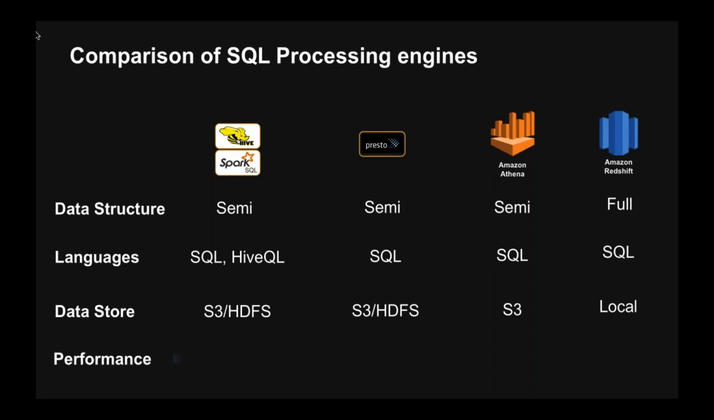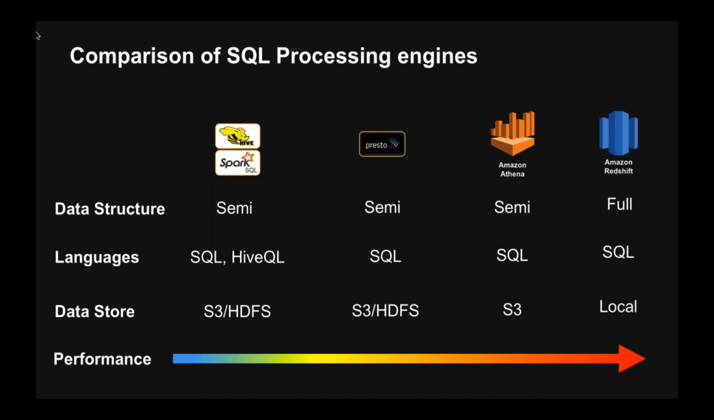And then in terms of performance, this is kind of the gradient we're talking about. So Hive and Spark SQL, they're not the fastest SQL engines out there because they're a bit more general purpose, they're sitting on a more general purpose framework, whereas Presto is designed specifically for SQL, so it's a lot faster. And then Athena has a very similar performance footprint to Presto because it's essentially Presto underneath the covers. But then you'll find Redshift is going to be the fastest, mainly because that data is local to the processing nodes, but also it's a dedicated database engine specifically for fast SQL queries.